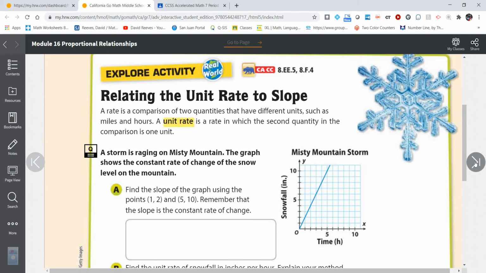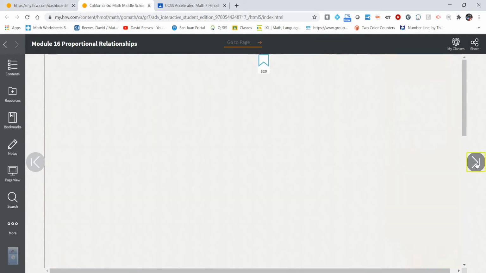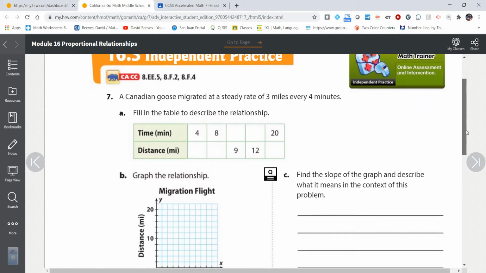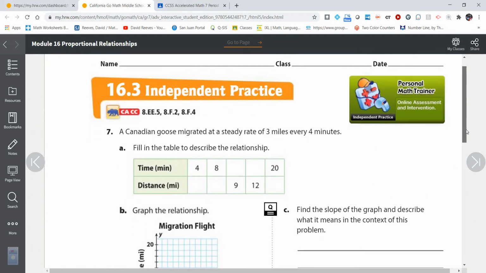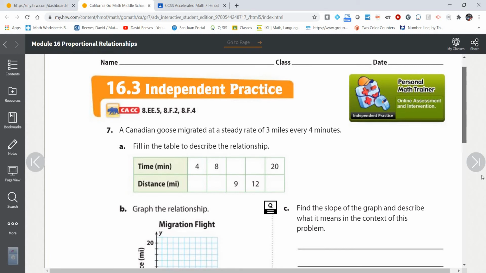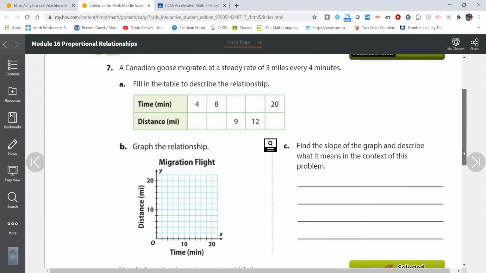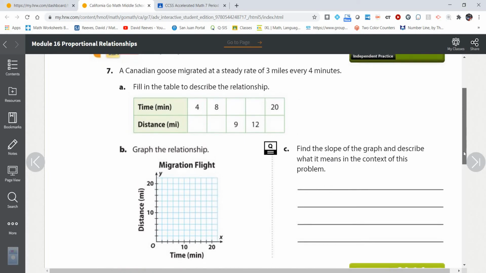And so I just want to skip over here and do a quick review of the different ways that we represent a proportional relationship. This problem, problem number 7 on page 519 in our math book, gives a good example of looking at the different ways to represent a proportional relationship. Previously I had said there were 3 ways: a table, a graph, and an equation. I did leave off the 4th way, which is words.